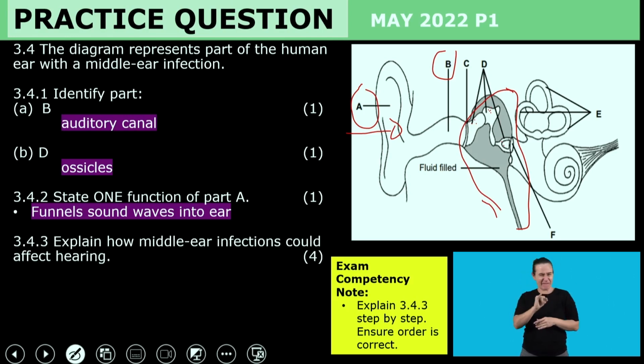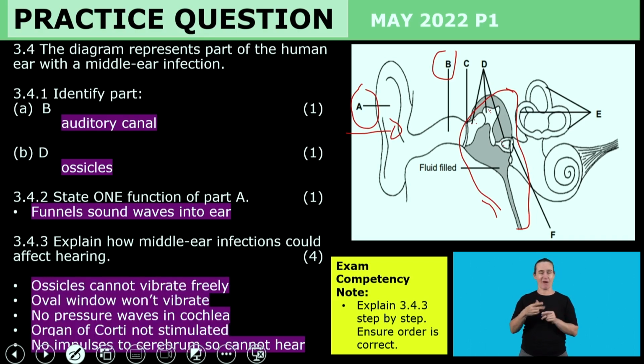343, explain how middle ear infection could affect hearing. So if the infection is here, how is hearing affected? Ossicles, if there's middle ear infection, they cannot vibrate freely. Oval window won't vibrate. No pressure waves formed in the cochlea. Organ of Corti will not be stimulated. No impulses to the cerebrum, so a person cannot hear. So if the problem is in the middle ear here, it means that whatever is supposed to be taken through the pathway of the ear to the inner ear is compromised. Therefore, a person will not be able to hear.